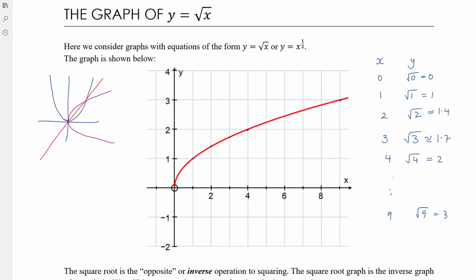Now there's a reason why when we're looking at the square root of x we only have the top half, and that's because when we take the square root of a positive number we get a positive number. There's also things to learn when we look at inverse functions about what's going on there. But we are essentially looking in this shape at half a sideways parabola.